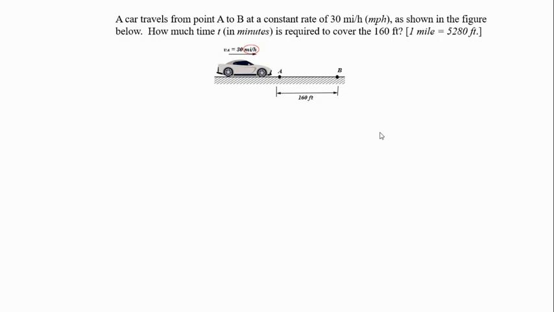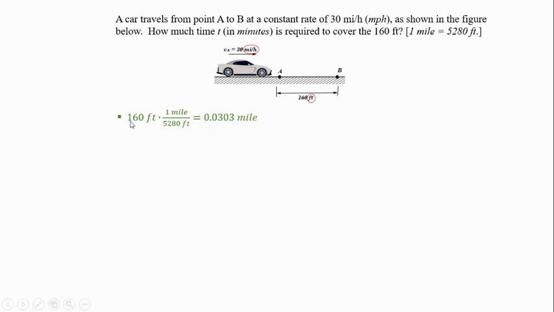The first thing you should notice is that the unit for speed is in miles per hour. However, the unit for distance is in feet. So miles and feet are two different units. So I encourage you to make sure that they're all the same units of length before you proceed. So I'll go ahead and convert 160 feet to miles.